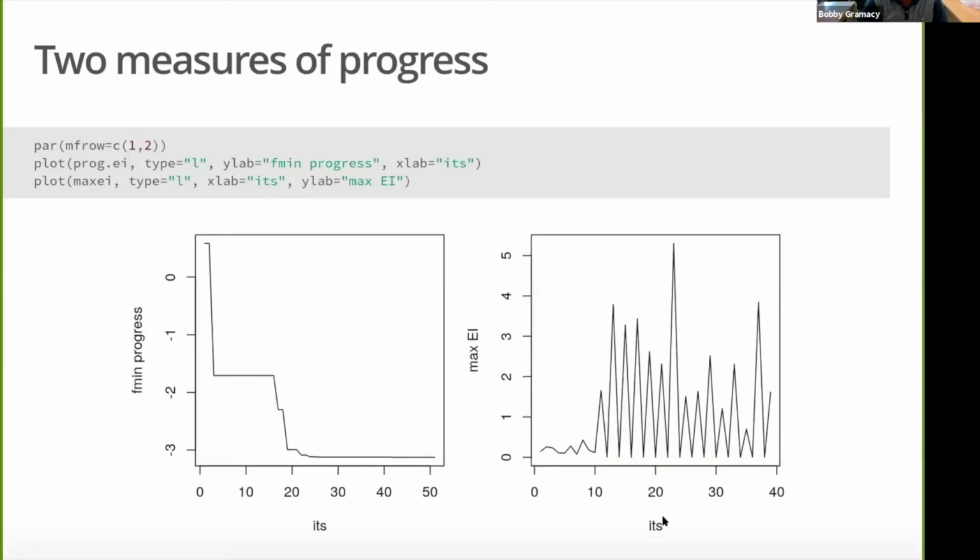Okay, so here's that one optimization. You can see that one optimization got down to -3. Of course, that was only just one time. And here I'm showing you the largest expected improvement value. Notice how that's bouncing around a lot. This isn't a good measure of convergence either. It believes there's potential for improvement, even though it hasn't made any improvement in a long time. Why is that? Because there's big parts of the input space that it hasn't explored yet. It's still learning about the function.